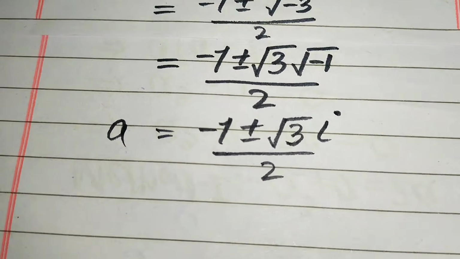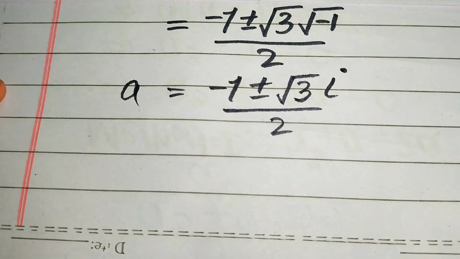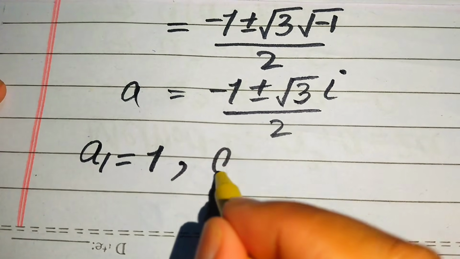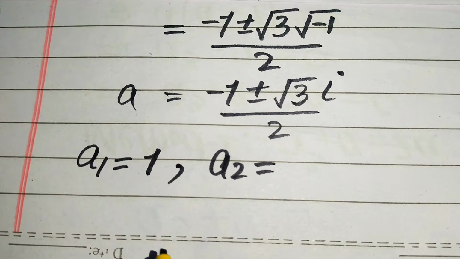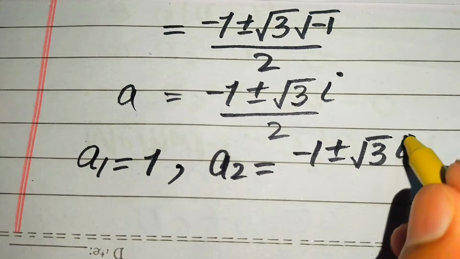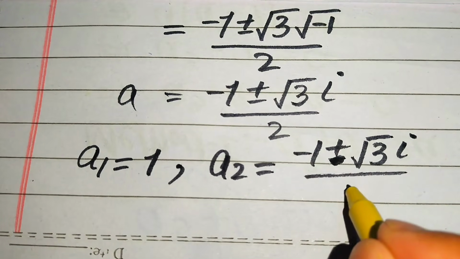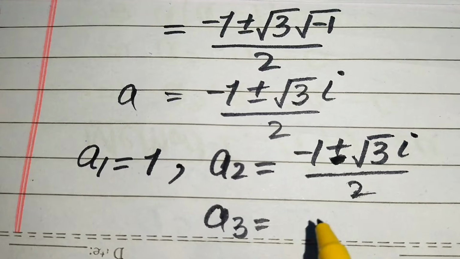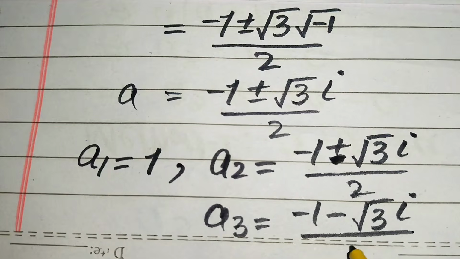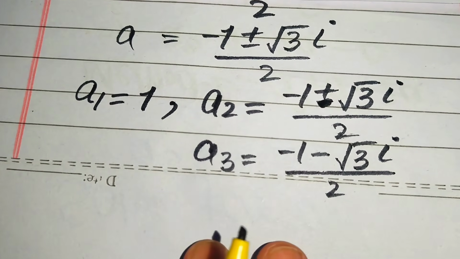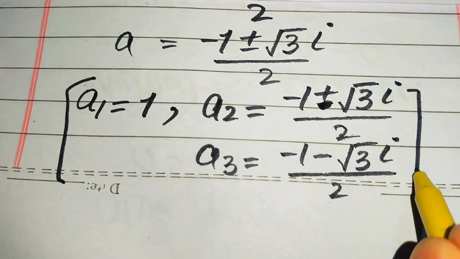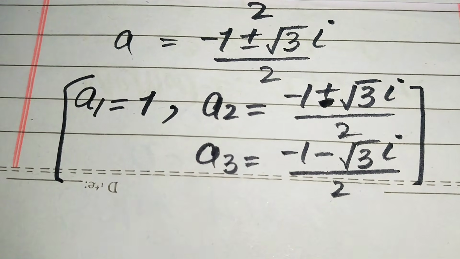So finally, there are three roots of the given equation, in which the first root is a real root, a1 is equal to 1, and the other two roots are complex roots. The second root, a2, is equal to minus 1 plus square root of 3 iota, divided by 2, and the third root, a3, is equal to minus 1 minus square root of 3 iota, divided by 2. So these are the three roots of the given equation, in which two roots are complex and one root is real, and this is our final answer.